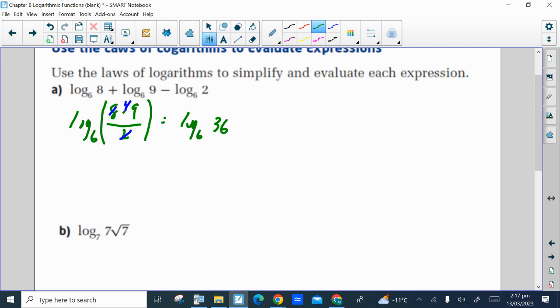And Pinky, what was log base 6 of 36 equal to? Why? Because that's asking 6 to what power is 36. So we evaluated that one.